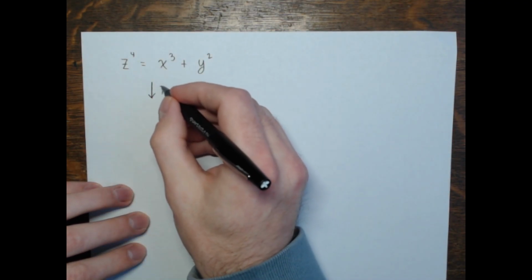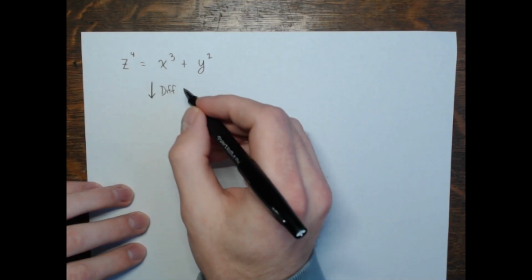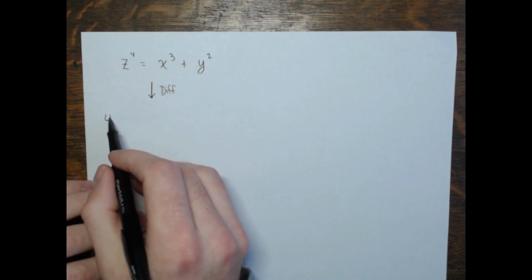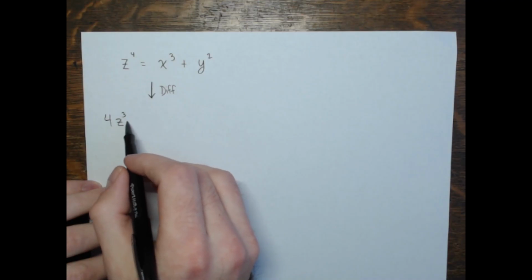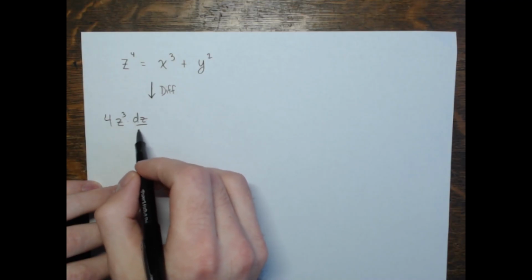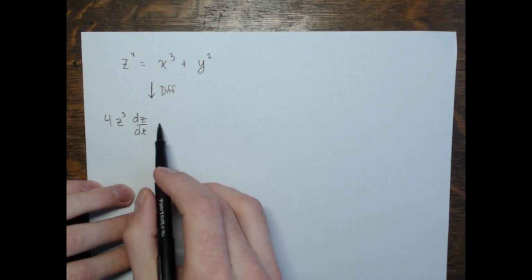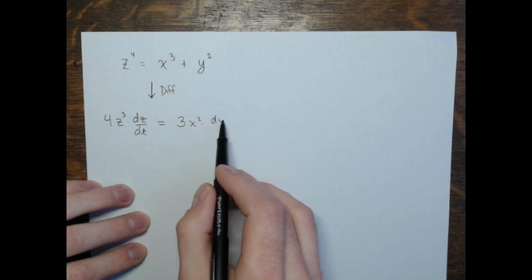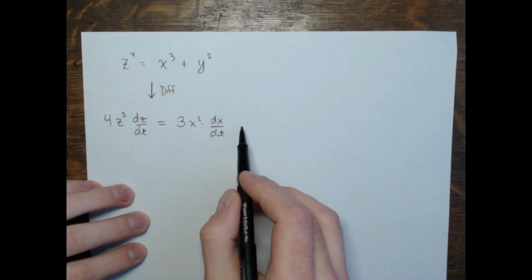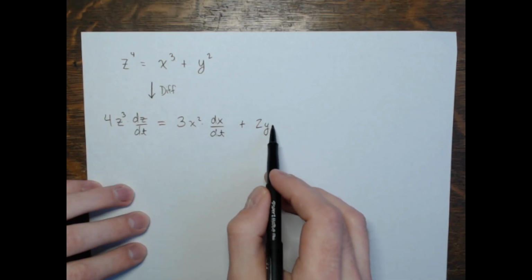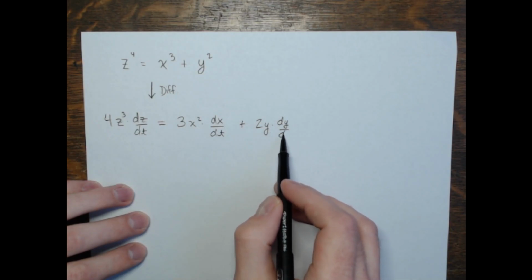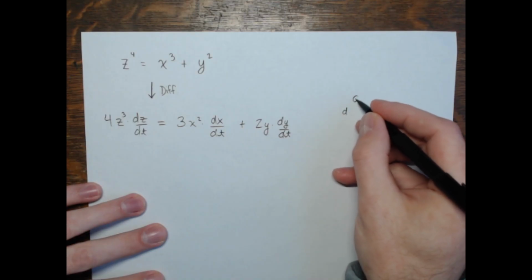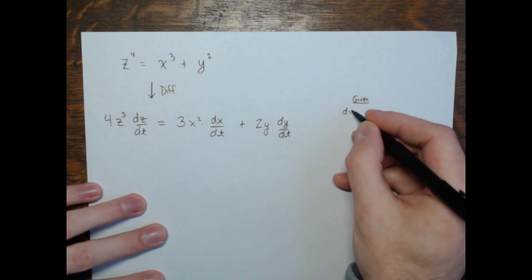So I'm just going to put diff again here. Differentiate both sides with respect to this t variable. So on the chain rule for every term, 4 times z cubed, then times the derivative of z with respect to t, dz/dt, equals 3 times x squared, then times dx/dt, and then plus 2 times y to the 1st times dy/dt.